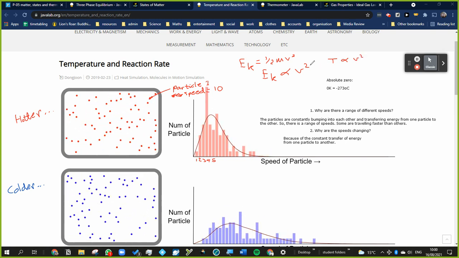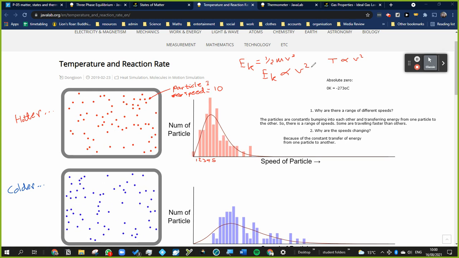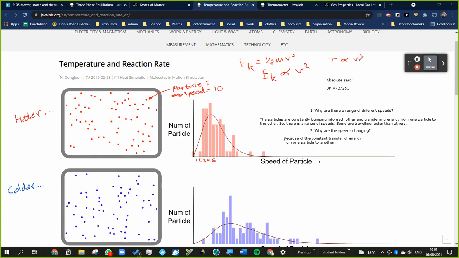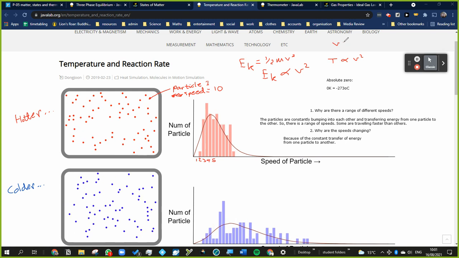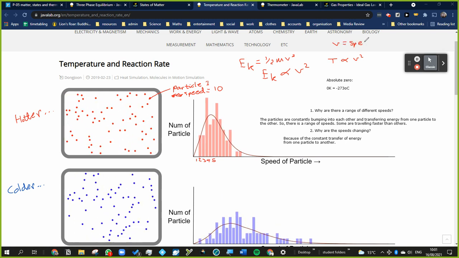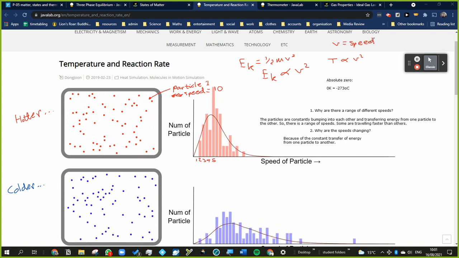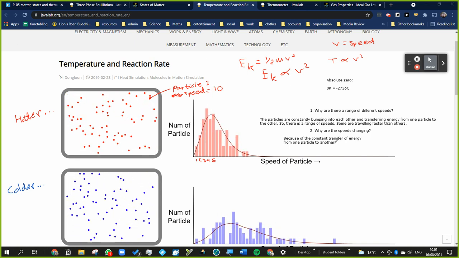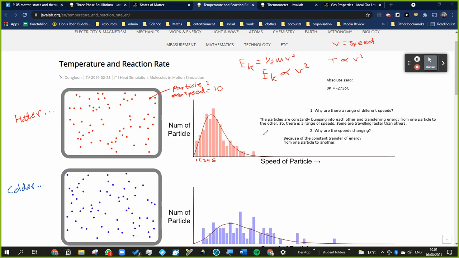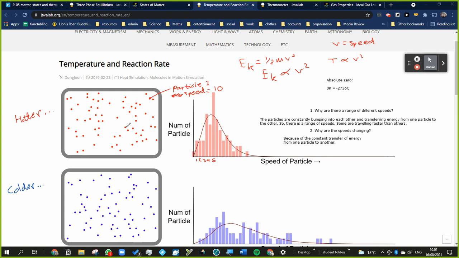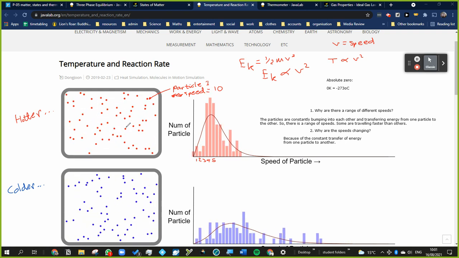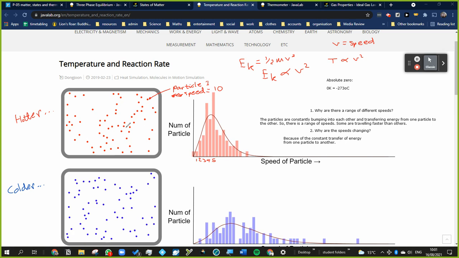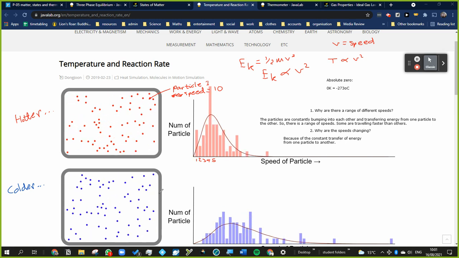I'm not going to explain the reasons why. Let's just say for now that v is equal to speed. Don't think about it as velocity, because we're not so interested in direction. So the reason why they're constantly changing is because of these collisions and the transfer of energy from one place to another.